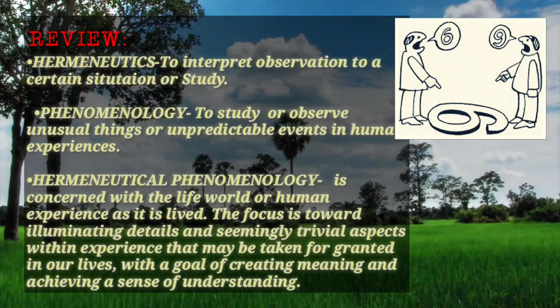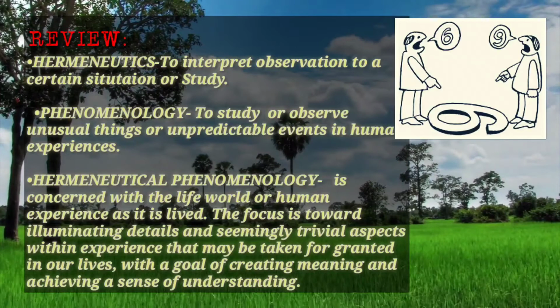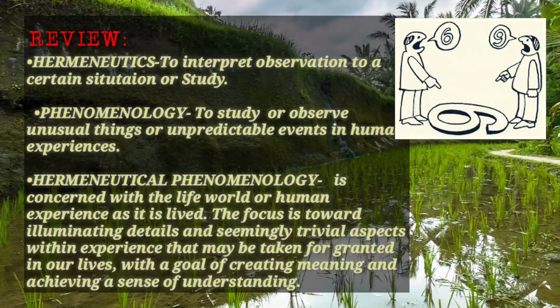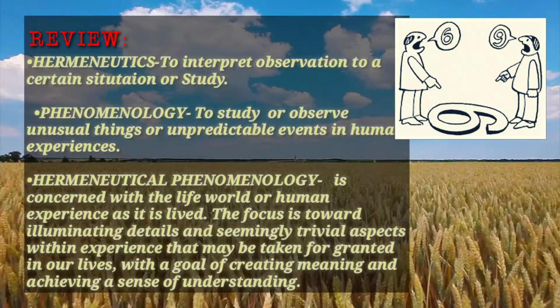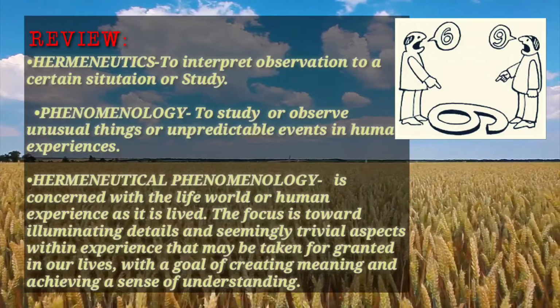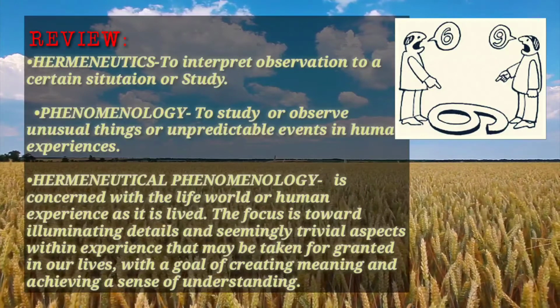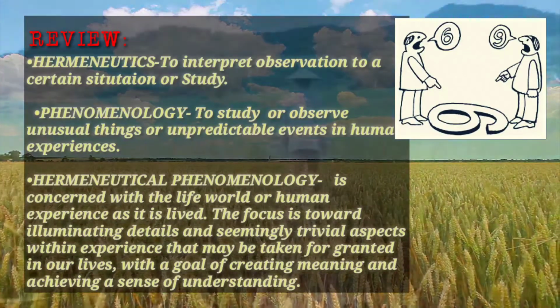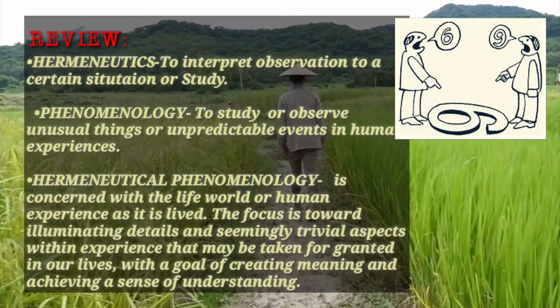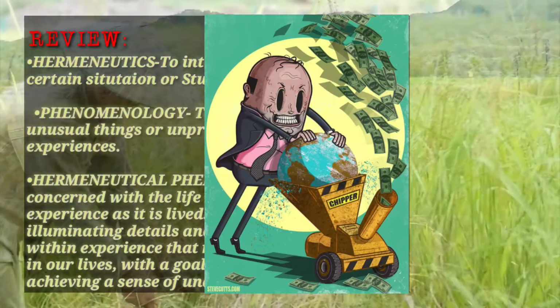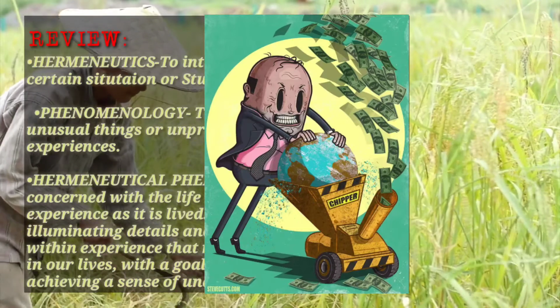So to have a glance review about hermeneutical phenomenology, our previous lesson. Hermeneutics is to interpret observation to a certain situation or study, while phenomenology is to study or observe unusual things or unpredictable events in human experiences. So I will flash some examples that we could possibly attach to hermeneutical phenomenology. Lastly, if we combine hermeneutics with phenomenology, it would be hermeneutical phenomenology, which is concerned with life and world experiences as they are lived.